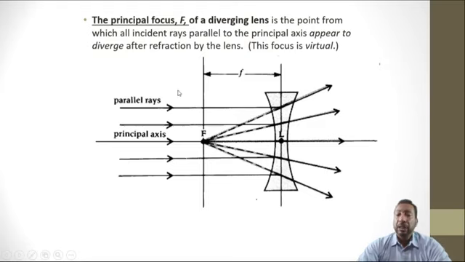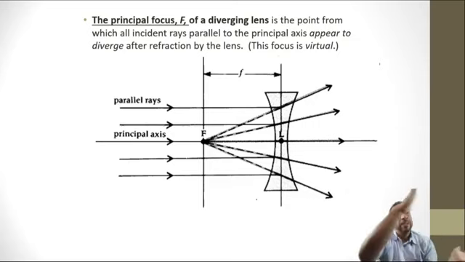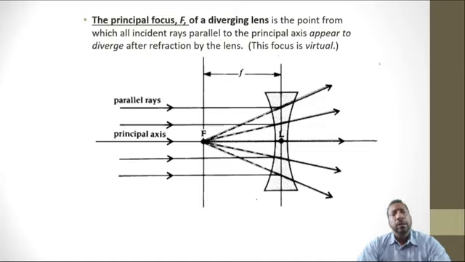This is a diverging lens. Look at how the rays differ in this diagram as opposed to the previous diagram. With the previous diagram, they actually came together. That's why it's called a converging lens. Here in this diagram, they spread out. That's why they're called a diverging lens. Okay?